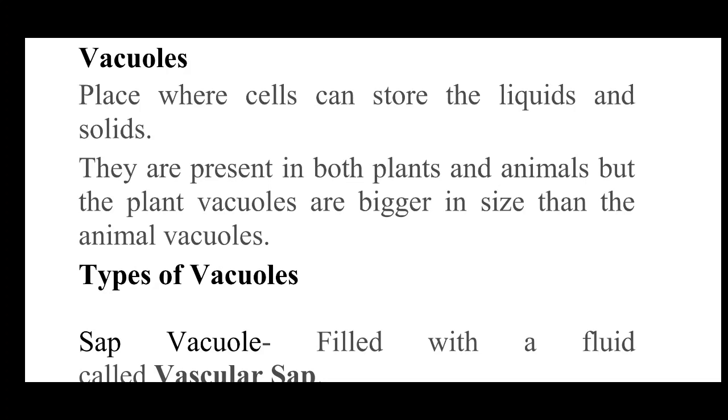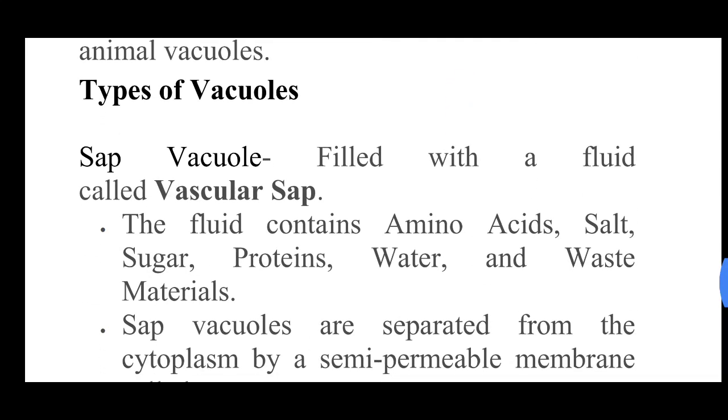Why? Because the plant cells need more space to store the food in the form of starch. Okay, in animal cells there is no such thing needed for the storage of the food that is produced inside the body. There are different types of vacuoles. There are three types of vacuoles.